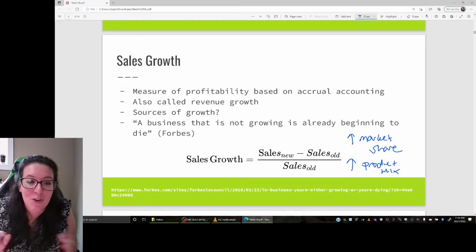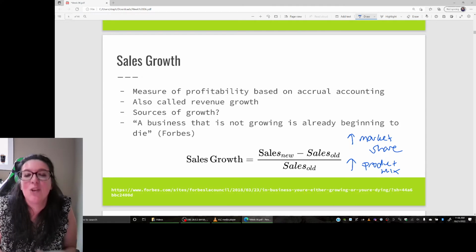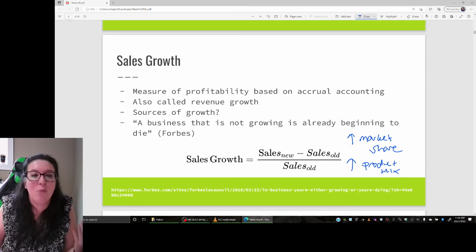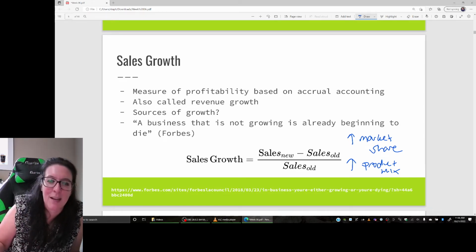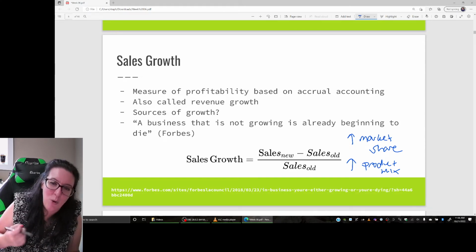That is, offer new and different types of goods so that the customers you have will buy more from you. So maybe that's a new version. If you're Apple, you put out a new iPhone every year with better features, and more people will then replace their old one and get a new one.